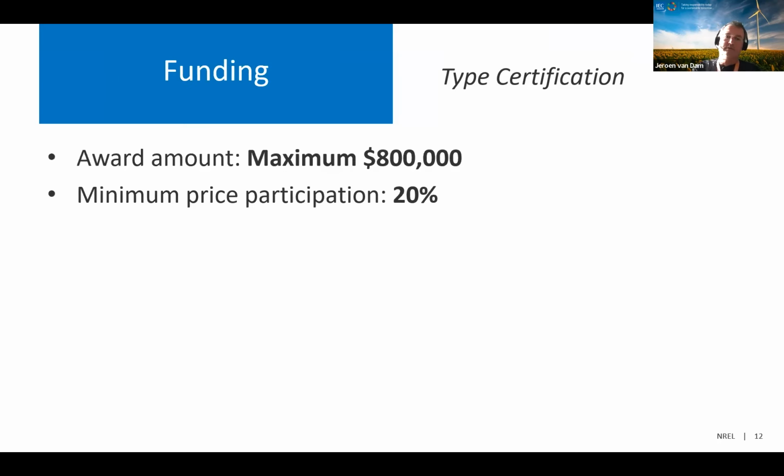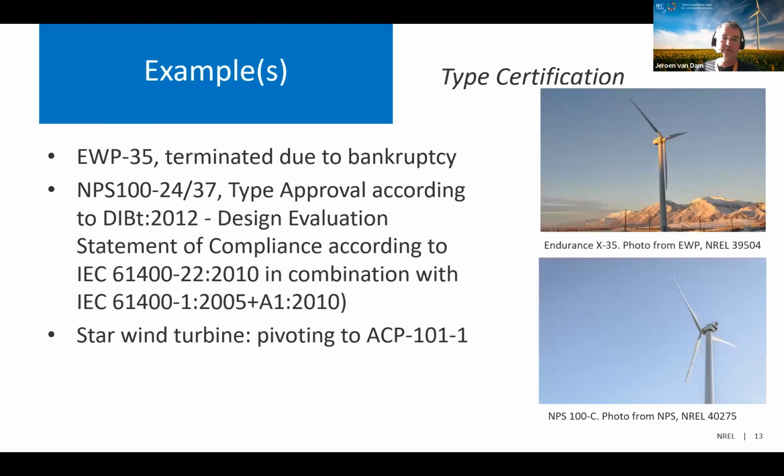Funding, so it's quite a bit, up to $800,000. Price participation 20%. Certifying to -1 is really similar to certifying a large turbine. So the cost for large turbine certification are quite high. Quite a bit of testing in here as well, and so that's why this amount is set to 800,000. 3 examples. We typically don't have a lot of turbines in this category. So I've listed 3 here.